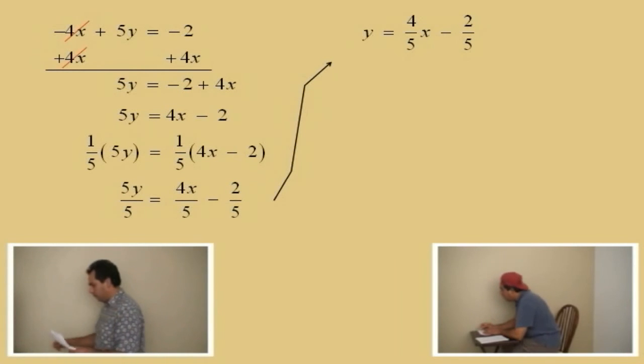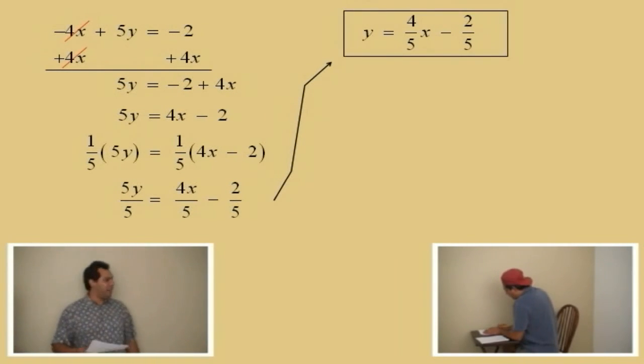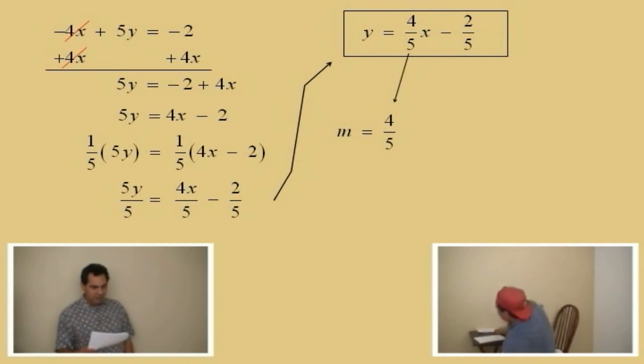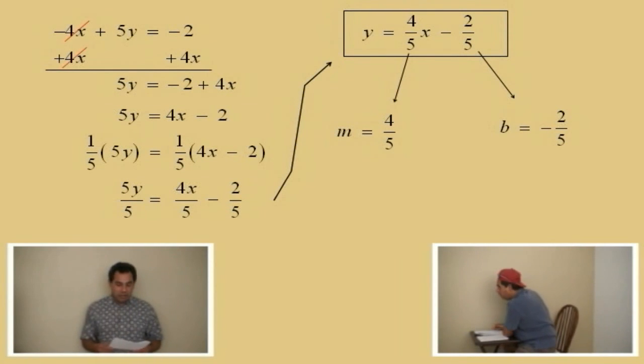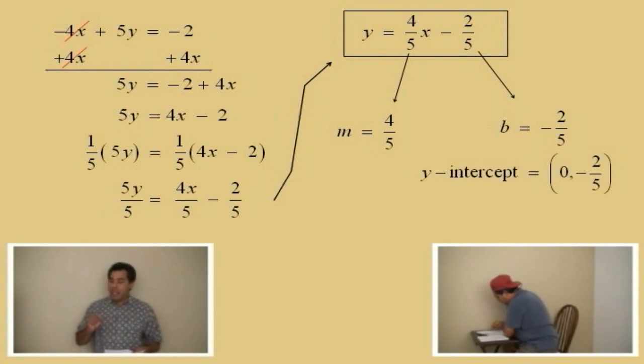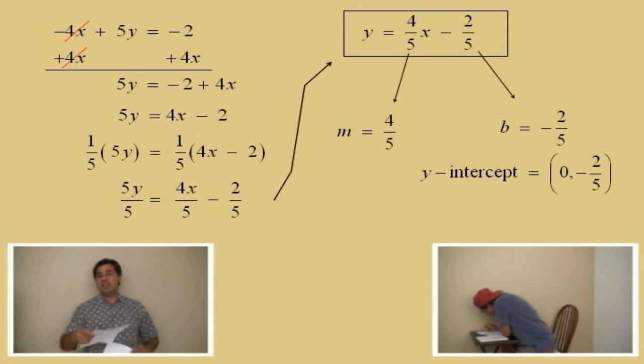Now, Charlie, what is the slope? 4/5. And what is the y-intercept? -2/5. Okay, b is -2/5, and the y-intercept is (0, -2/5). Very nice. And with that said, that completes this lecture.